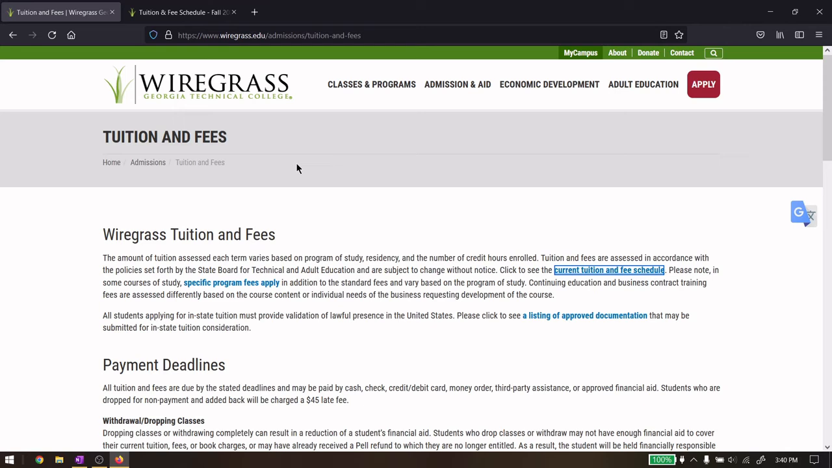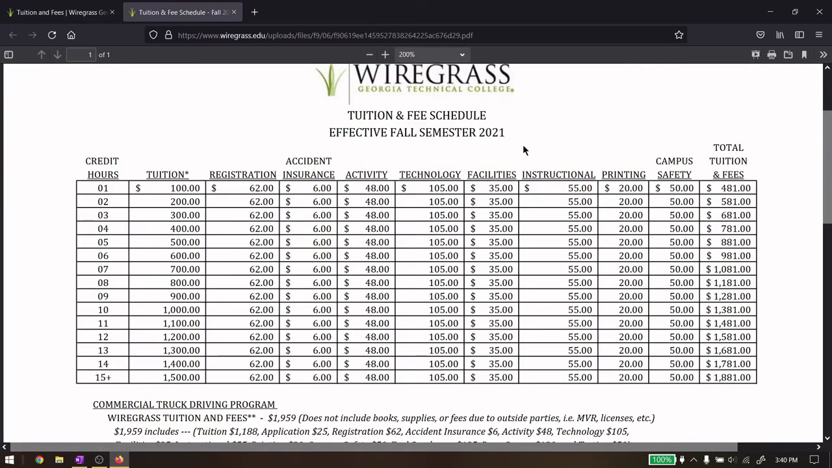Okay, let's look at a case study here, and we're looking at cost of tuition for Wiregrass. If you follow this link, you'll be brought to this screen here. In this screen, you can click on current tuition and fee schedule, and that'll bring you to this document here that lays out the tuition that you'll be billed for any semester. And as you can see, there's a lot of different lines here. The main thing is that the credit hours is changing in this first column, and therefore tuition is changing. And all the rest of the columns here, except for this total, of course, are always the same.